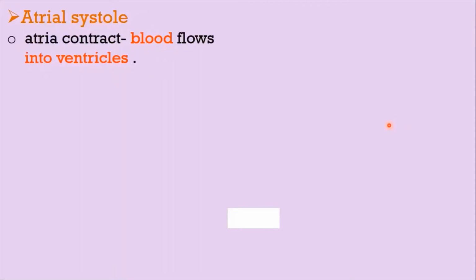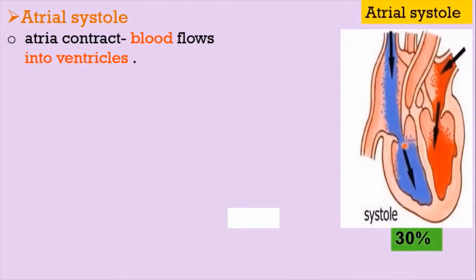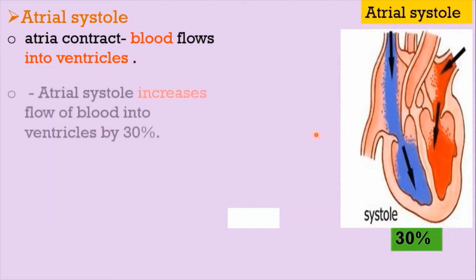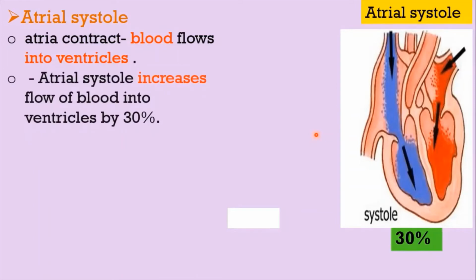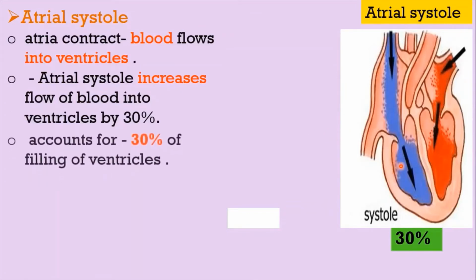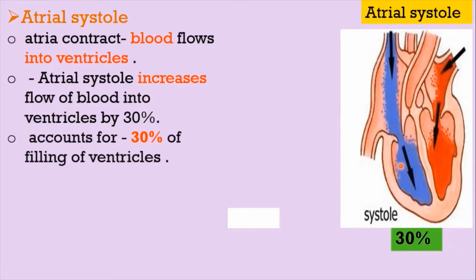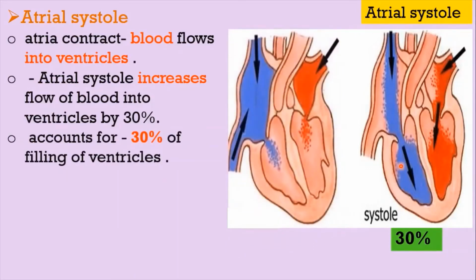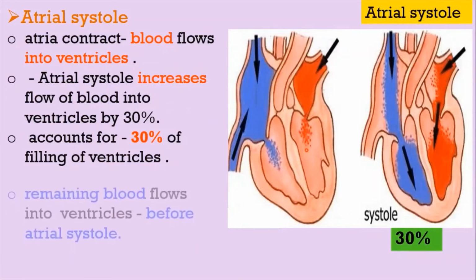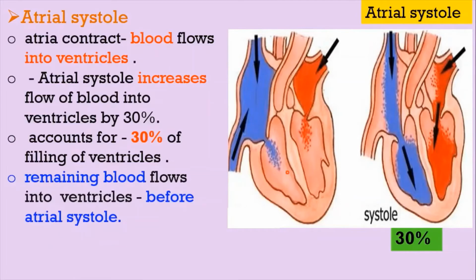When the atria contract, blood flows into the ventricles through the atrioventricular apertures. Atrial systole increases the flow of blood into the ventricles by about 30%. It means atrial systole accounts for about 30% of the filling of the ventricles. What about the remaining 70%? As I told you in the beginning, some quantity of blood reaches the ventricles passively, that is, in the relaxed state. That means 70% of the blood is there in the ventricles before the atrial systole.